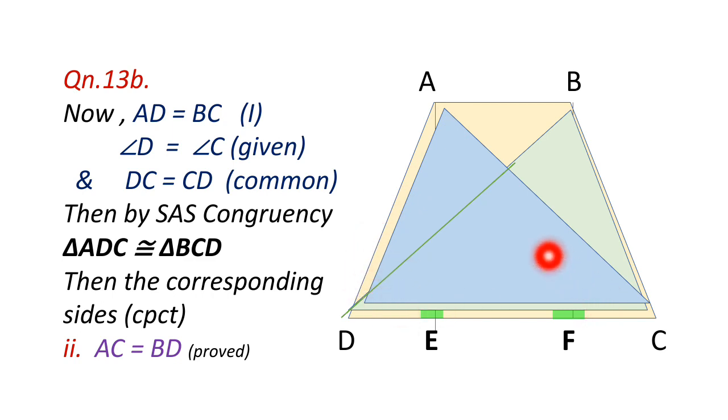Like here we are seeing that this side is equal to this side, this angle for this blue color triangle is equal to this angle of this green color triangle, this complete angle I am telling, and this side is common for both the triangles. So by the SAS congruency, those two triangles are congruent to one another. We have taken ADC, here it is BCD. We can take the corresponding sides equal, like here we have taken AC is equal to BD, which we have to prove, and we have proved AC equal to BD.